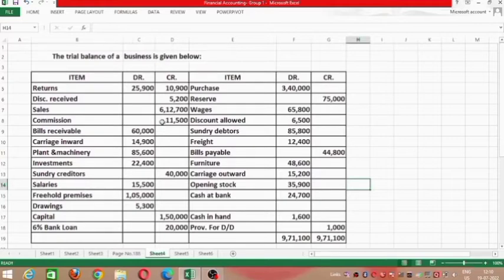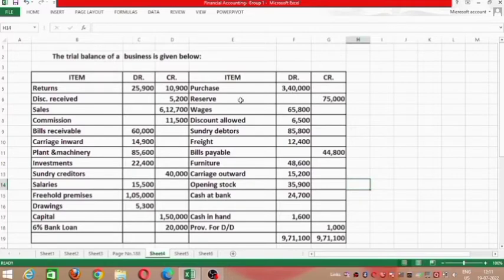6,12,700. Commission 11,500. Bills receivable 60,000. Carriage inward 14,900. Plant and machinery 85,600. Investments 22,400. Sundry creditors 40,000. Salaries 15,500. Freehold premises 1,05,000. Drawings 5,300. Capital 1,50,000. 6% bank loan 20,000.